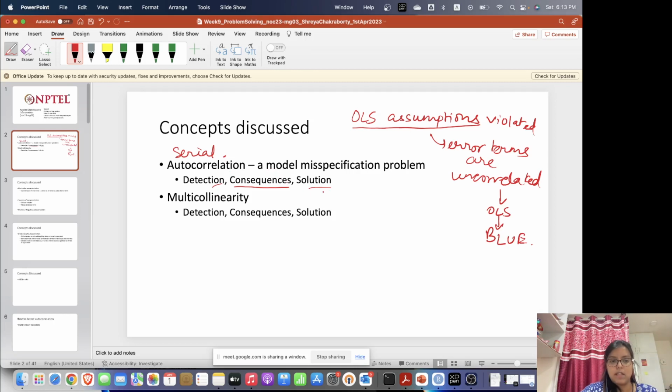So this was discussed, and there was another phenomenon which is not exactly a model misspecification problem, but a problem related to samples. That is the multicollinearity problem, where one of the regressors becomes highly linearly dependent on other regressors in the model. Then how can we detect those problems, what are the consequences, and what could be the potential solution.